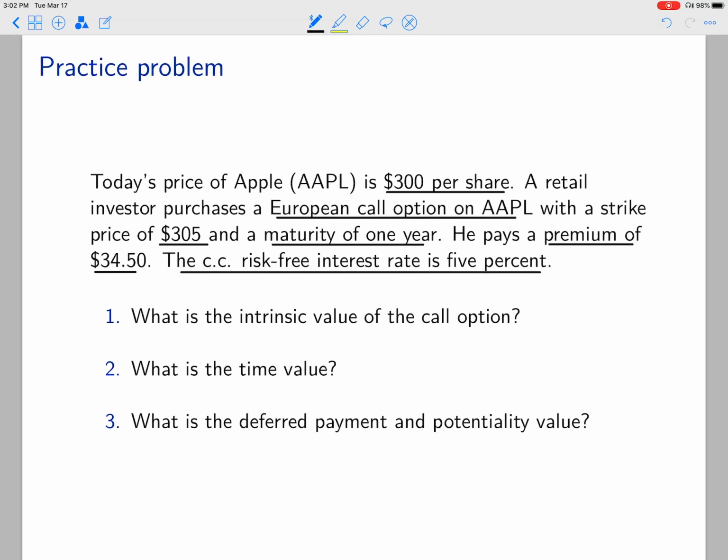We're going to ask three questions. First, what is the intrinsic value of the call option? Second, what is the time value of the call option? And third, what is the deferred payment and potentiality value?